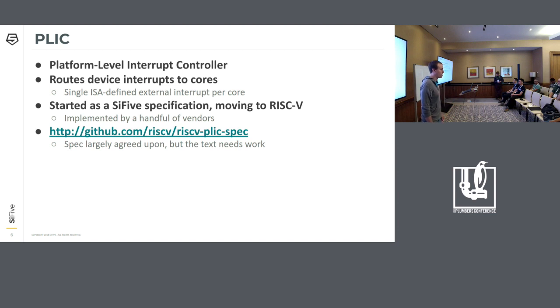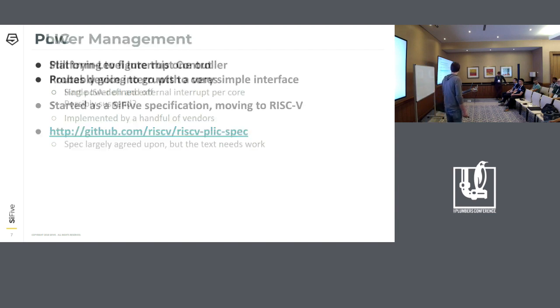We took the SiFive text and dumped it out. But there are some ambiguities, and the figures all need to be redone and that sort of thing. Hopefully it's not a ton of work, and we can get that banged out.